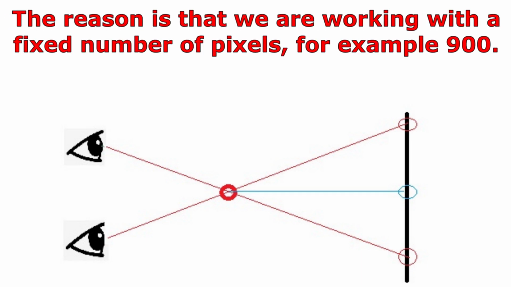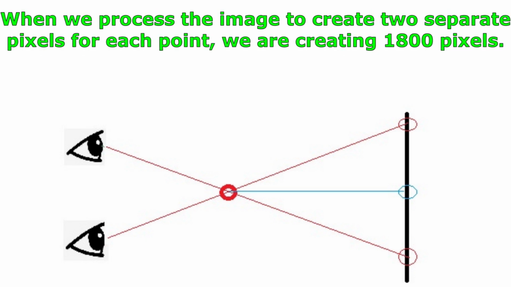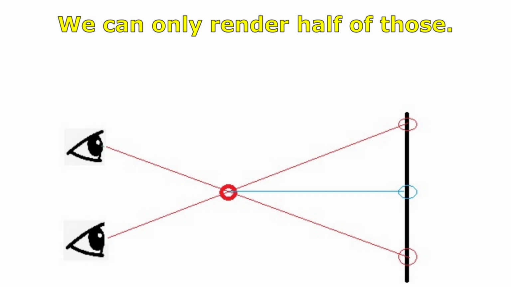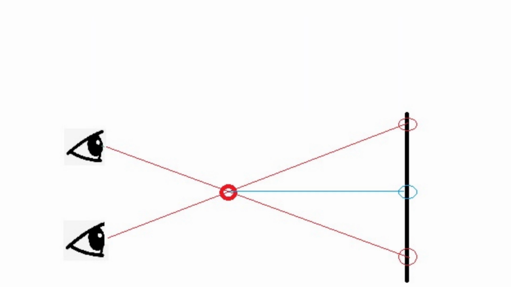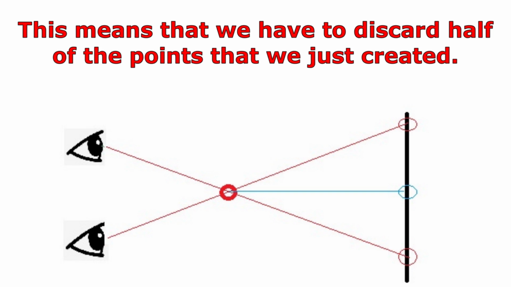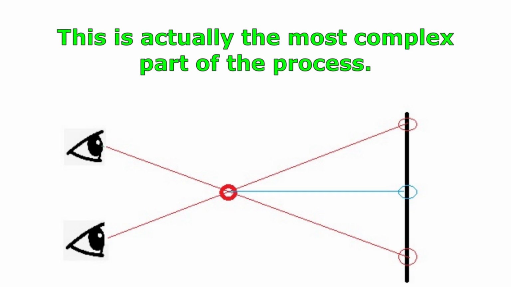The reason for this is that we are working with a fixed number of pixels, for example 900. When we process the image to create 2 separate pixels for each point, we are creating 1800 pixels. We can only render half of those. This means that we have to discard half of the points that we've just created. This is actually the most complex part of the process.